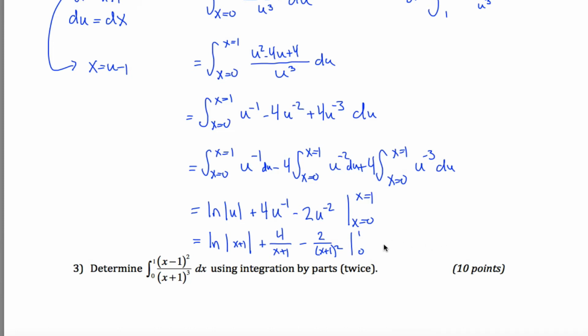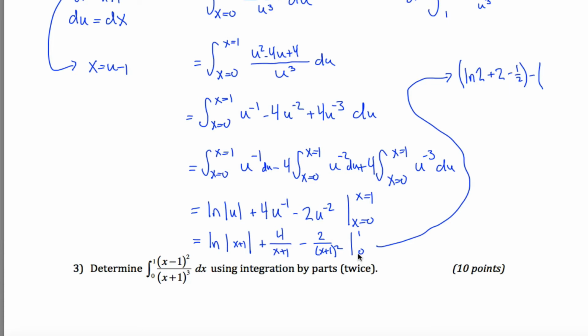Where are you going to do this? I don't know. Up here maybe? Plug in 1 everywhere, I get the natural log of 2. If I plug in 1 here, I get 4 over 2, which is 2. And if I plug in 1 here, 2 squared is 4, 2 over 4 is a half, so I get minus a half. And from that, I want to subtract.